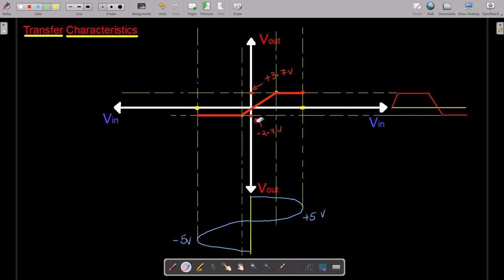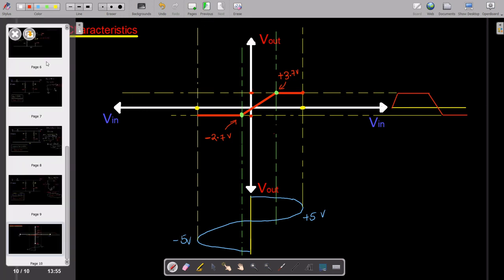But I will just erase these two particular points because it is not required as of now over here. Yes, I will mark those points over here. Let me mark with the green color this point and this point. Okay, and this is plus 3.7 volts, and this is your minus 2.7 volts. Okay, so these are the 2 points.